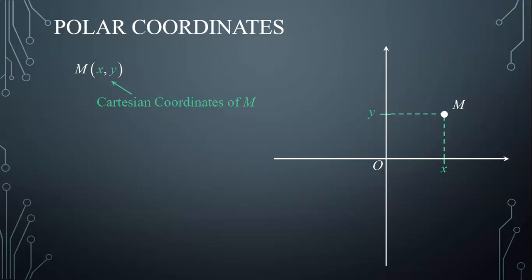However, to plot point M on the exact same position, we first need the distance between O and M, denoted here by R, and the angle OM forms with the horizontal axis, which we denote here by theta. R and theta are in fact the polar coordinates of point M.